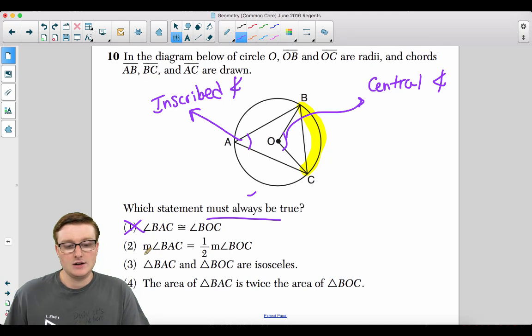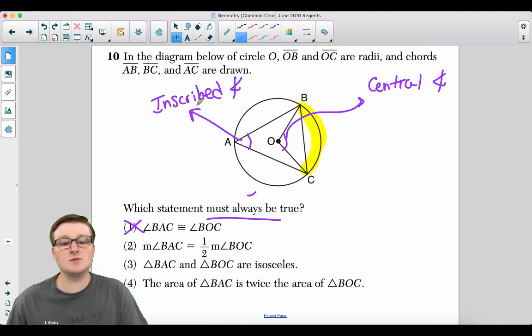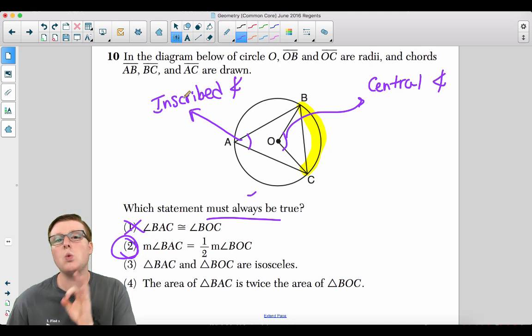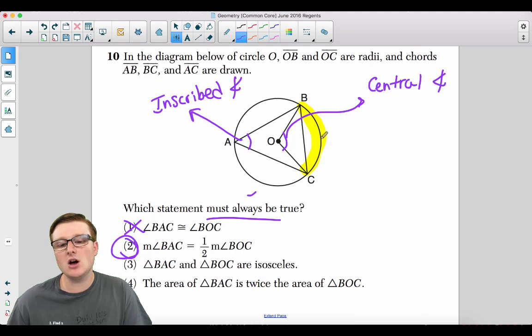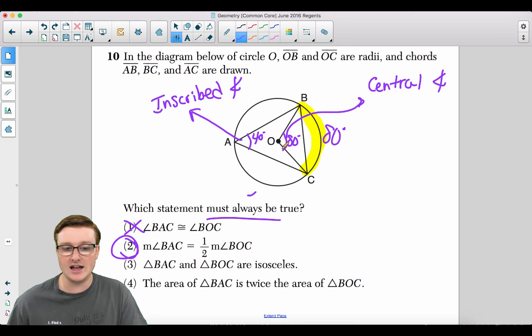Now, choice 2 says the measure of angle BAC, which by the way is an inscribed angle, is equal to 1/2 the measure of angle BOC. Is that always true? Yes. By definition, an inscribed angle is equal to 1/2 of the central angle. For example, if this yellow arc, let's just say hypothetically speaking, was 80 degrees, your central angle would be 80 degrees and your inscribed angle would be 40 degrees. Well, this theorem satisfies. The inscribed angle is 1/2 the central angle.